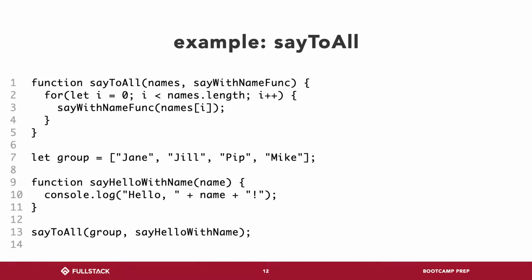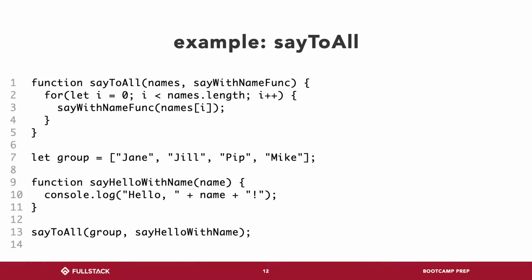This has the word func in it, so this is probably a function. So say to all is probably a higher order function, right? So you look and see what say to all is doing. It's a for loop that's looping through the length of names, so it is an array. And at every point in names, you're going to call say with name func whatever's being passed into this with that current element, names at I. That's what this function is doing. It's just looping through an array and calling them. It's looping through an array, and at every iteration, you're going to call this function with the element at that index, at that array, in that point of time.